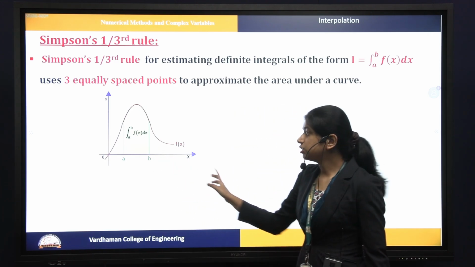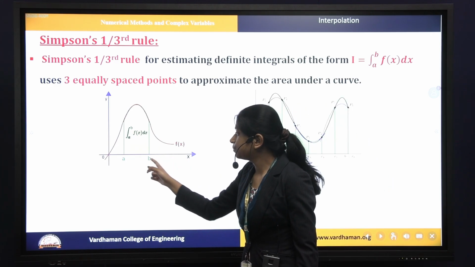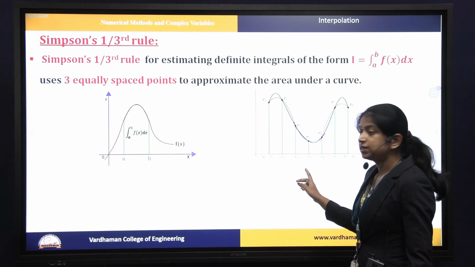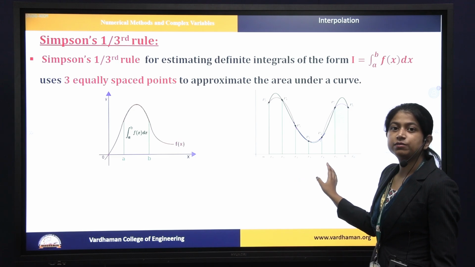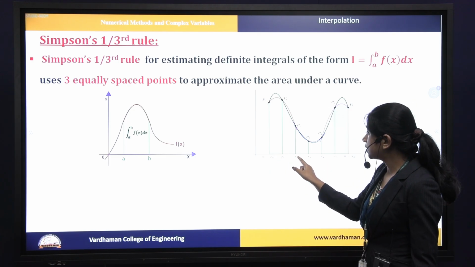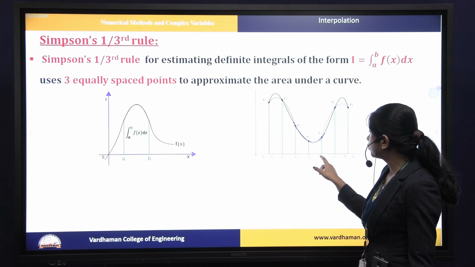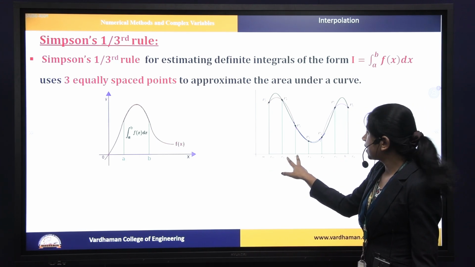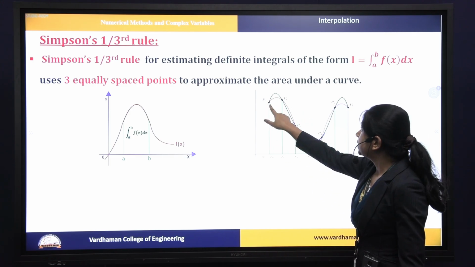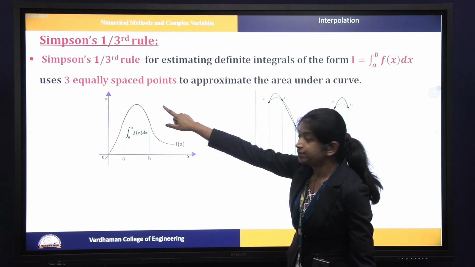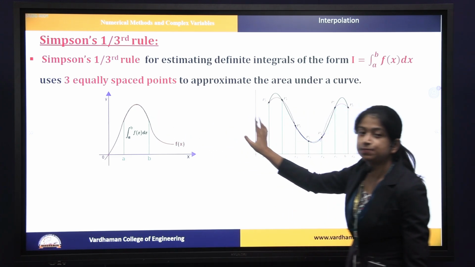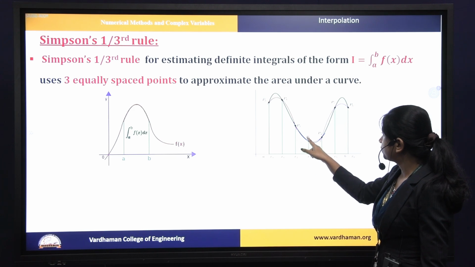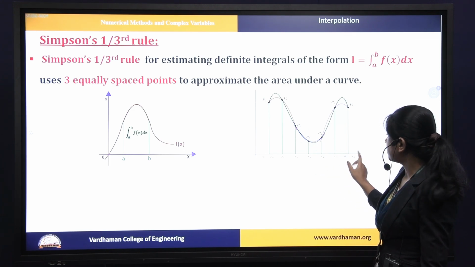In numerical integration, we divide a and b into n subintervals and approximate the integration. Now look at this figure. Here we have 6 subintervals: x0 to x1, x1 to x2, x2 to x3, x3 to x4, x4 to x5, x5 to x6. In x0 to x2, we are taking 3 points: p0, p1, p2. So Simpson's one-third rule uses 3 equally spaced points. It uses these 3 points, then x2, x3, x4 with p2, p3, p4, then next is x4, x5, x6.